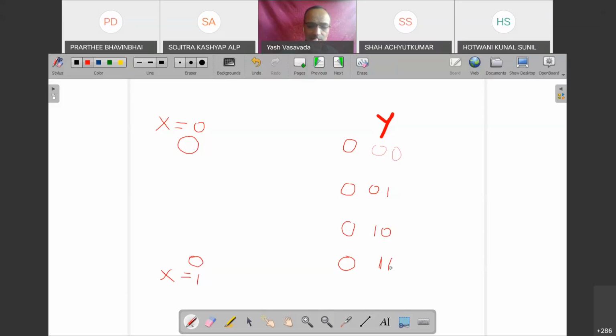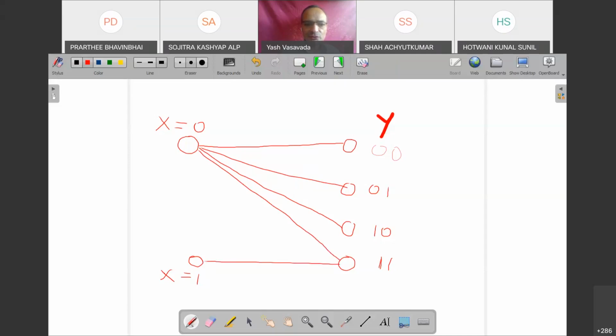Yes, sir. Okay. So now you draw the same type of diagram that we had, except you will have four lines coming from a particular cause. This is x equal to 0. And similarly, you will have four lines going to each of these outcomes from x equal to 1.